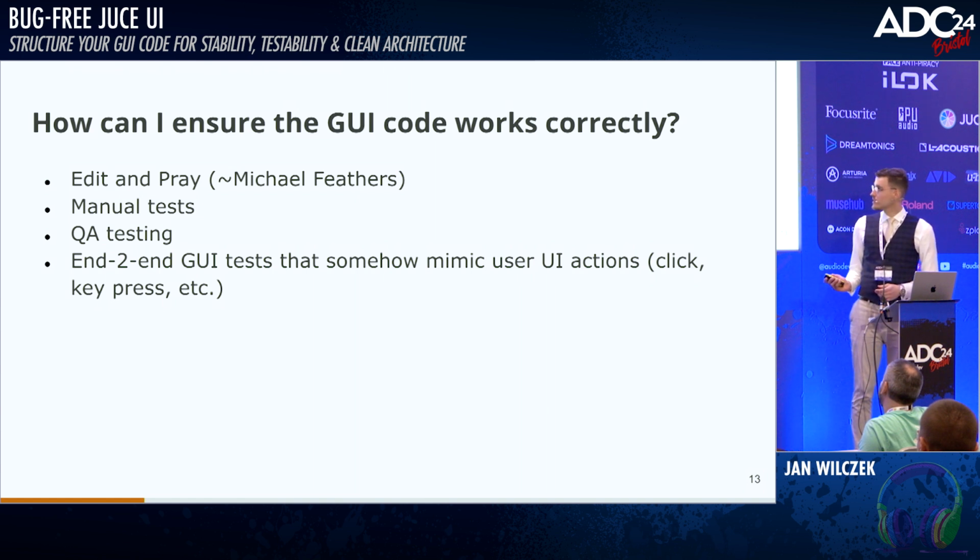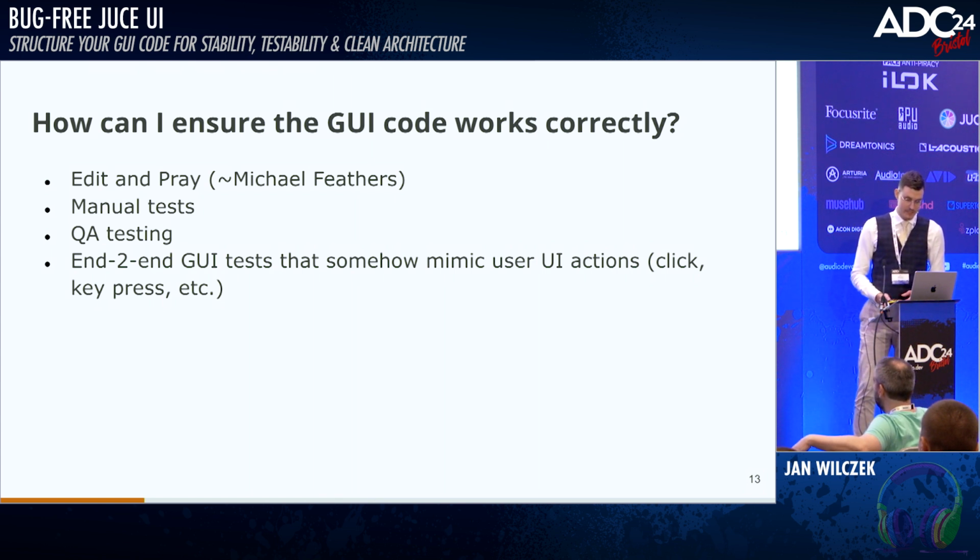Another development of this is having a QA testing team. And as I said last year in my talk on bug-free DSP code, QA testing is a little bit too late in the process. It's super useful, but we as software engineers want to have fast feedback. So that's not a valid approach if we are thinking about the general approach to writing GUIs.